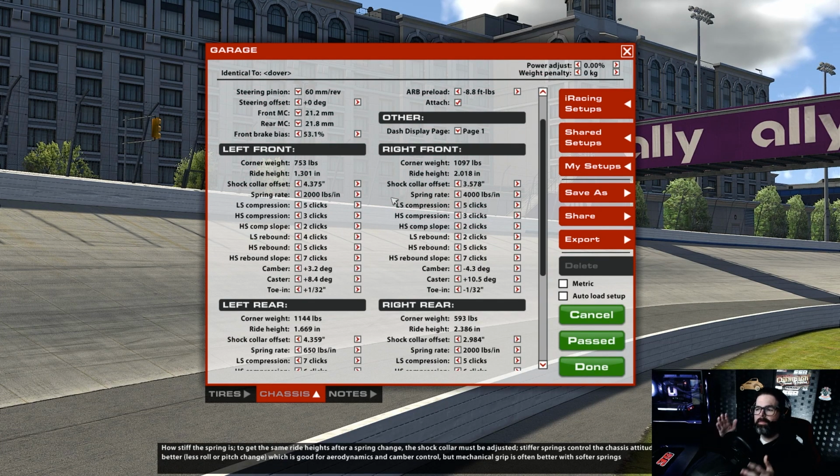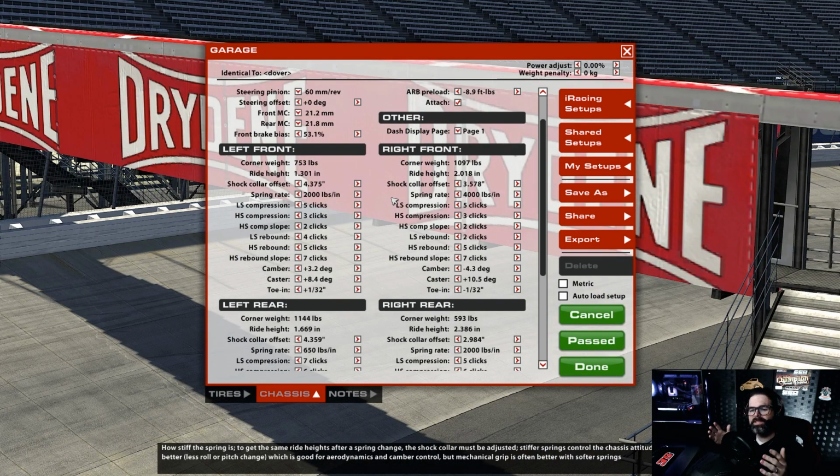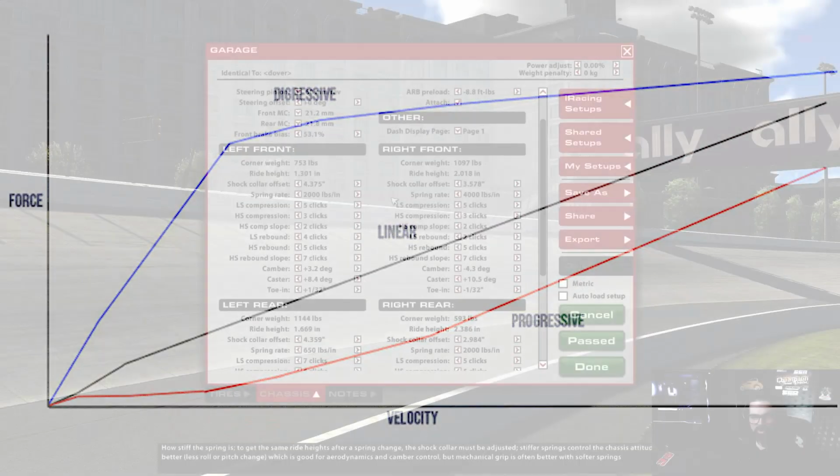Now, probably the most confusing aspect of these new shocks for everybody is the high speed compression and rebound slopes. Now, what you need to understand about the slope is that it's essentially talking about the slope of the curve for the shocks. When we talk about a shock dyno curve, we're talking about the slope of it. The slope settings is what actually controls it.